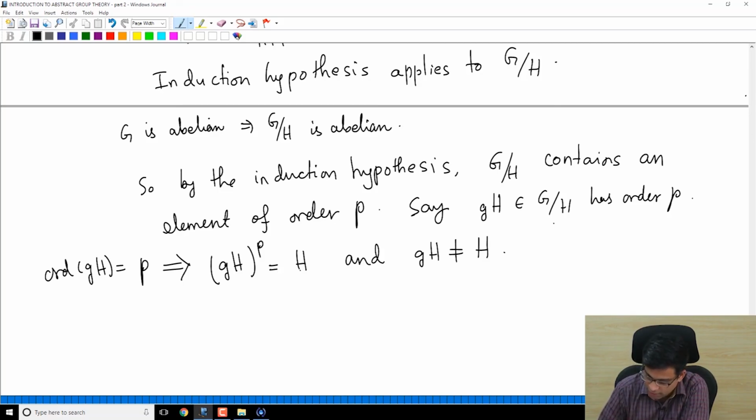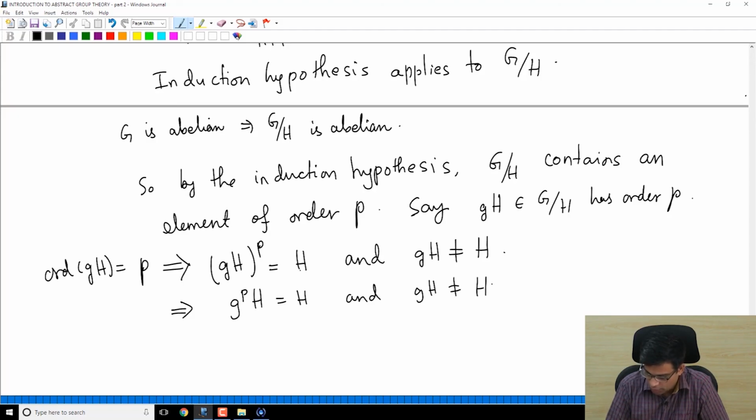In G mod H, identity is H. So gH power 1, because remember p is strictly more than 1 always. P is a prime number. So gH cannot be H, and gH power p is H. But what is gH power p? That means g power p H is H, right? And of course gH is not equal to H.